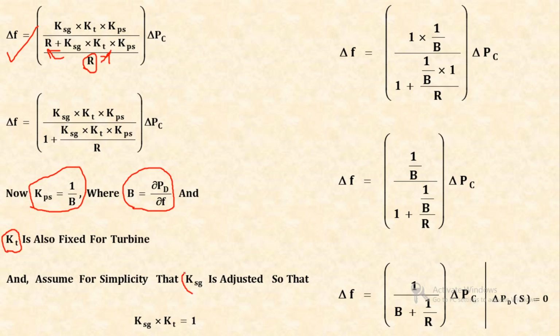And again consider the speed governing system, KSG is adjustable, and it is adjusted so that the multiplication of KSG with KT is equal to 1. So this is our assumption for simplicity. Let us put all these values in this equation.